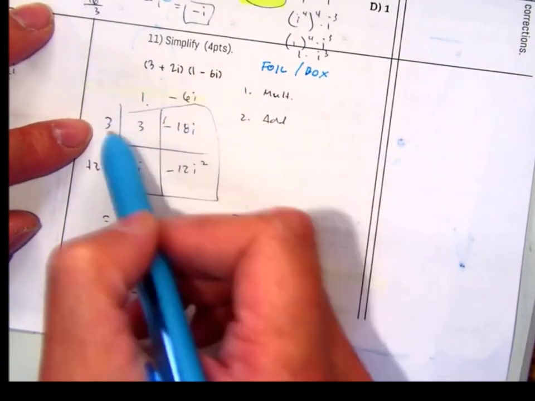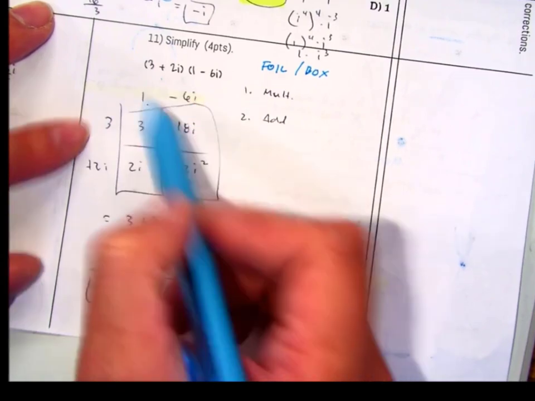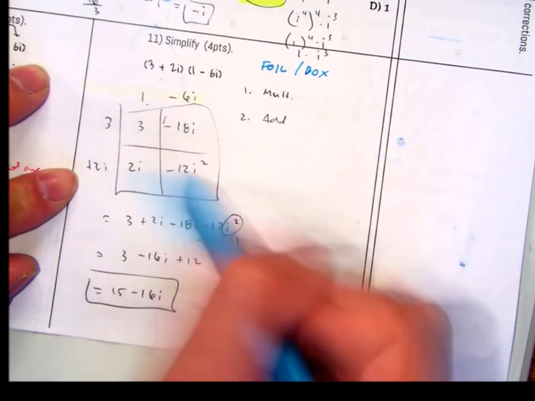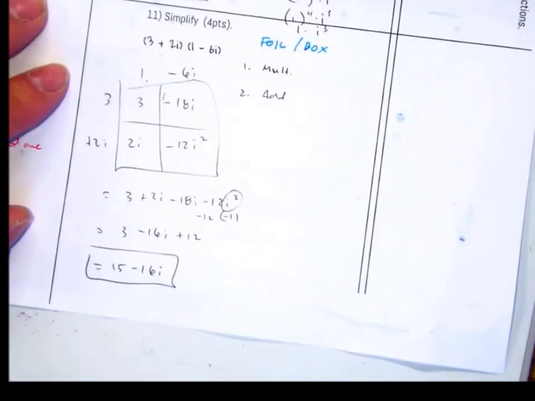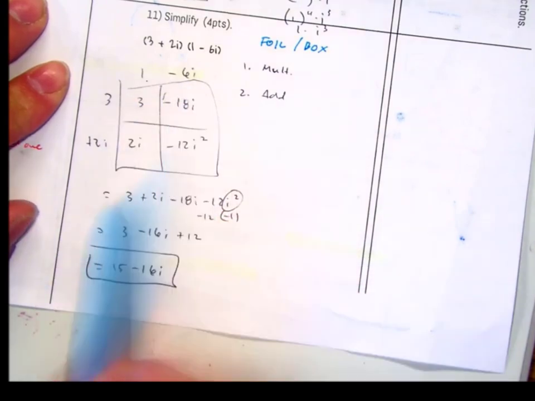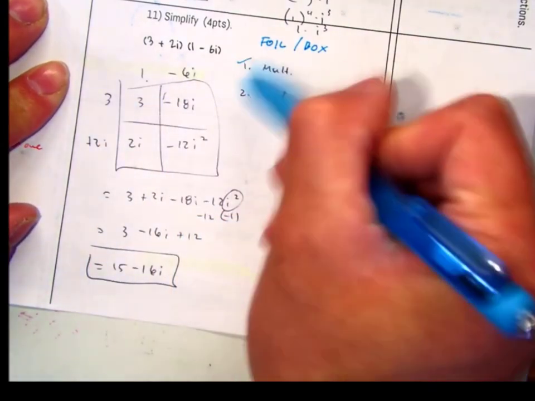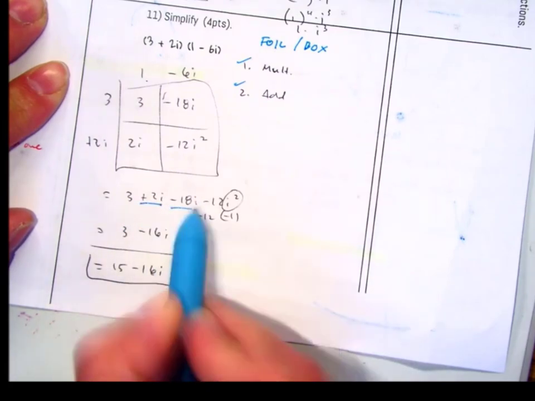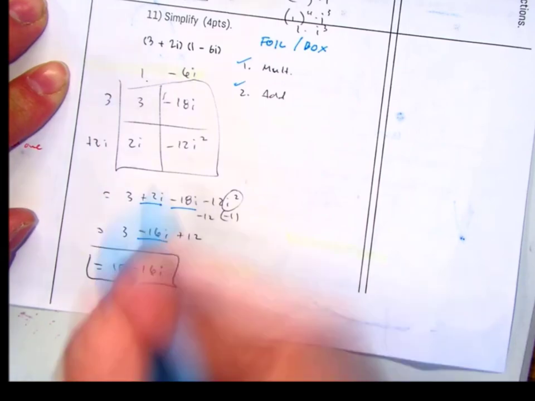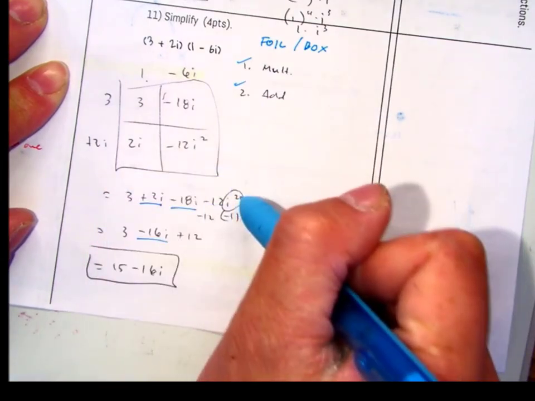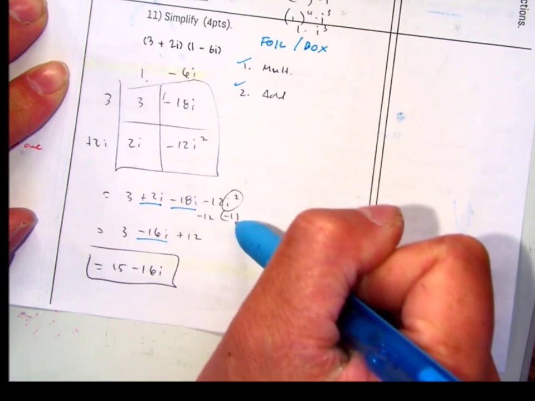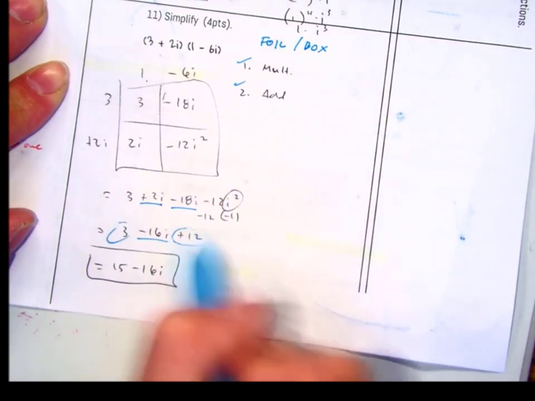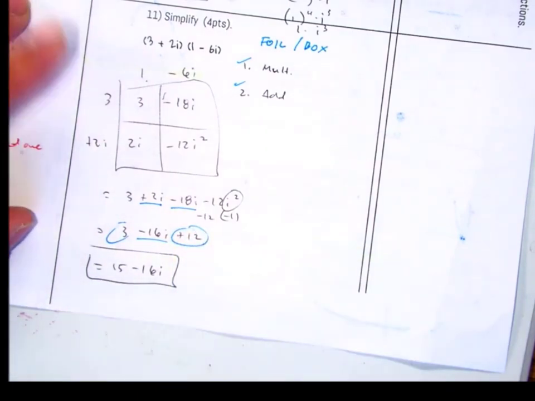3 times 1 is 3. 3 times negative 6i is negative 18i. 1 times 2i is 2i. And negative 6i times 2i is negative 12i squared. Now if I write all of these out horizontally, now we're going to add. So here I have the 2i plus negative 18i gives me negative 16i. Now negative 12i squared, i squared is equal to negative 1. And negative 12 times the negative 1 gives me a positive 12. So if you add those two together, you will get 15 minus 16i.